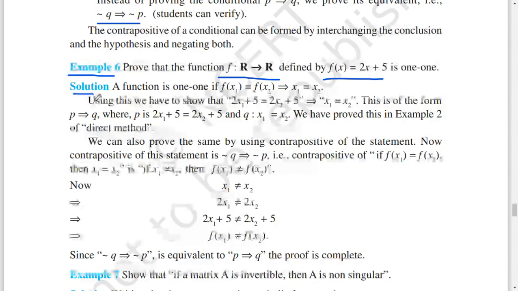This is of the form P implies Q, where P is 2x1 + 5 = 2x2 + 5 and Q is x1 = x2. We have proved this in example 2 of the direct method. We can now prove the same by using the contrapositive of the statement. The contrapositive, not Q implies not P, of "if f(x1) = f(x2), then x1 = x2" is: if x1 is not equal to x2, then f(x1) is not equal to f(x2).